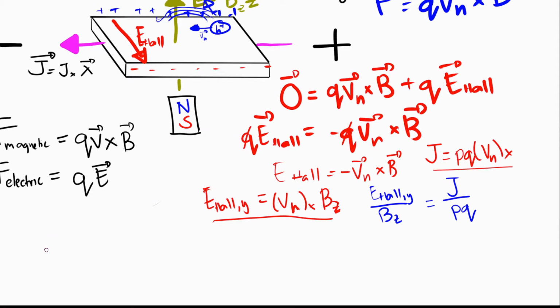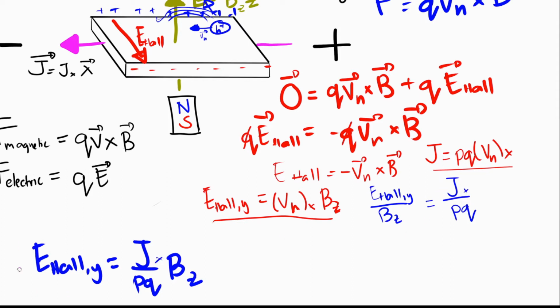E Hall y will then be equal to J over P Q times B_z. So this gives us, from your concentration of holes, the charge of the hole, the current density, and the electric field, those quantities, the value of our Hall electric field. This expression contains macroscopic quantities which are characteristic of the material, like P, the parameters of the experiment, J and B, and quantities which can be experimentally measured, E Hall. Through this relation, we can then extract properties characteristic of our semiconductor and our experiment.